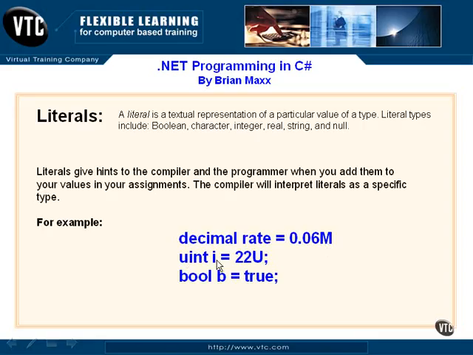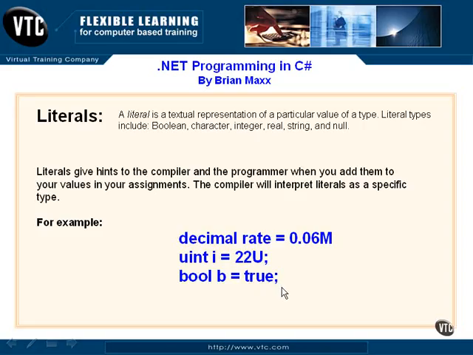uint is the type, i is the variable, equals 22u. Well, it's not equal to 22u, it's equal to an unsigned integer value of 22. So there is no sign there, there's no negative sign there, but we want this to be literally represented as an unsigned int. And if you just had an int type here, this would raise a compiler error because the compiler is saying you want to specify this as an unsigned int of 22. We'll see that. And then Boolean is going to have a literal of true or false.